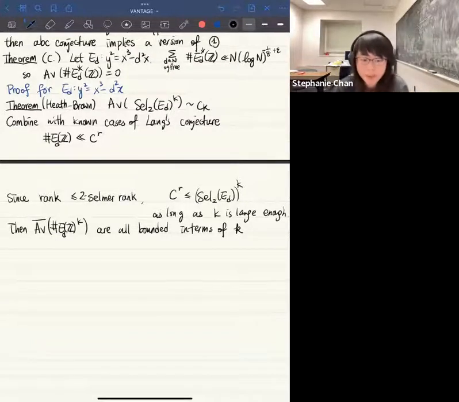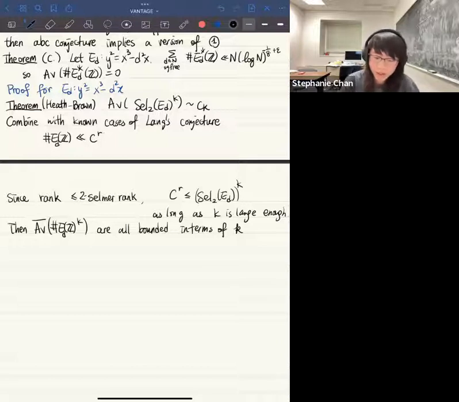Right, so for this specific family, we have that the moments of the number of integral points are actually all bounded. That is helpful in the sense that we can now throw out the D's that are non-generic in some sense. So this is one of the reasons why we pick this specific family. And there's also another application of Heath-Brown's argument in the proof, which I will get to in a moment.